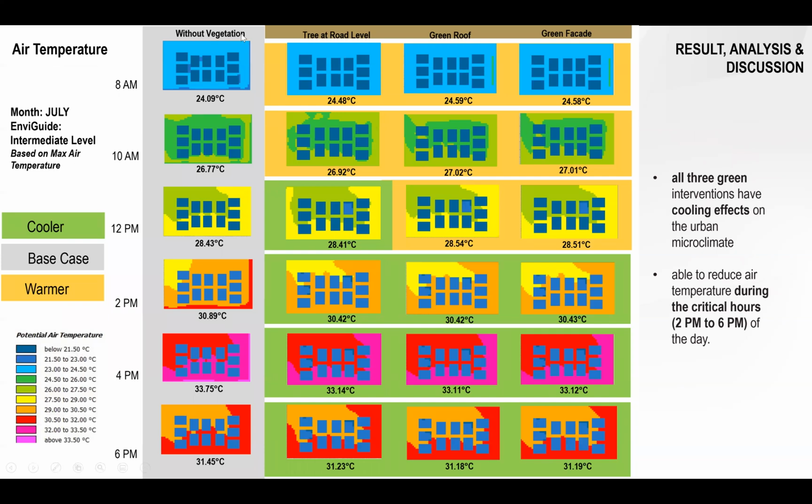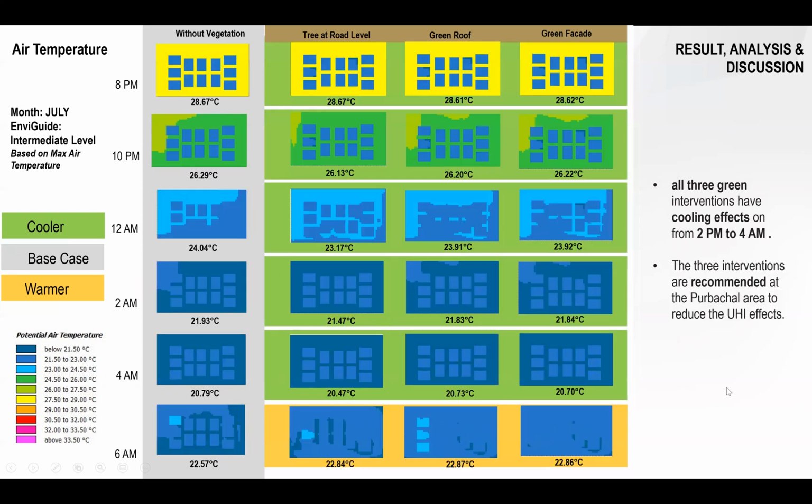And here, this chart shows the impact without any vegetation, and then intervention one with trees, two with roof, and three with facade. And here we can see the changes in air temperature. All three green interventions have a cooling effect on the urban microclimate and are able to reduce the air temperature during 2 to 6, which is a critical time of the day.